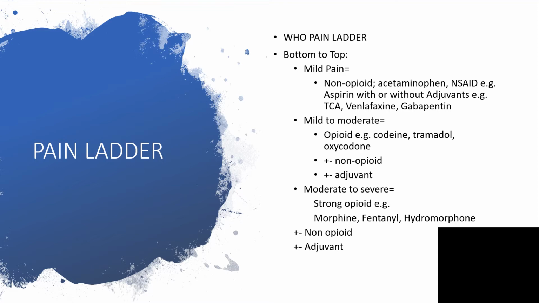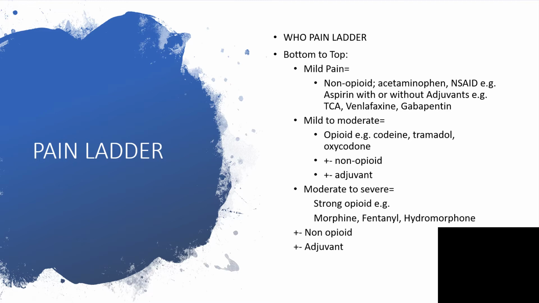They need non-opioids. That's where we're going to start from: acetaminophen, non-steroidal anti-inflammatory drugs, with or without adjuvants like tetracyclic antidepressant, venlafaxine, or gabapentin. But if we are not winning, or it is a mild to moderate pain, or the pain is getting worse, then we can move to low potency opioids like codeine, tramadol, or oxycodone, with or without non-opioids like acetaminophen, paracetamol, or Tylenol, depending on where you are, and adjuvants like tetracyclic antidepressant, venlafaxine, or gabapentin.